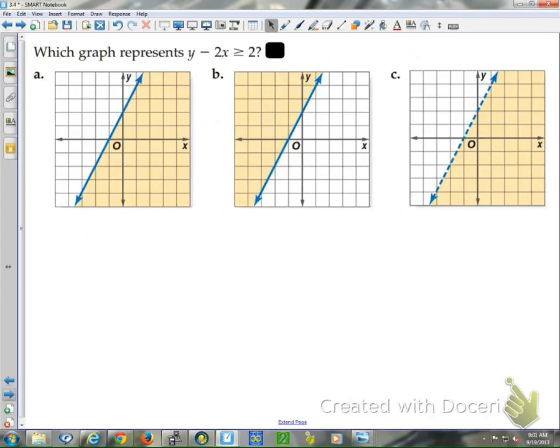Now, before I even look at the directions, let's just look at this for a second. You should be able to tell the exact function by looking at the graph. This one, what's the y-intercept?